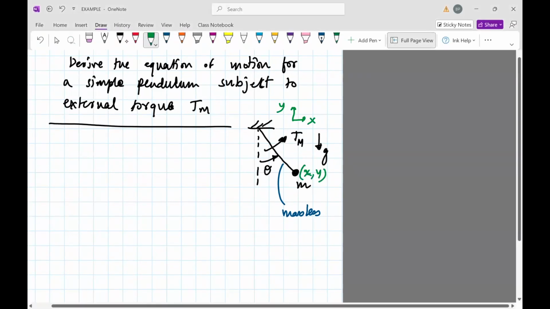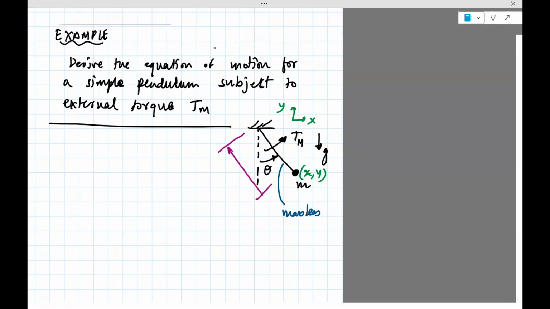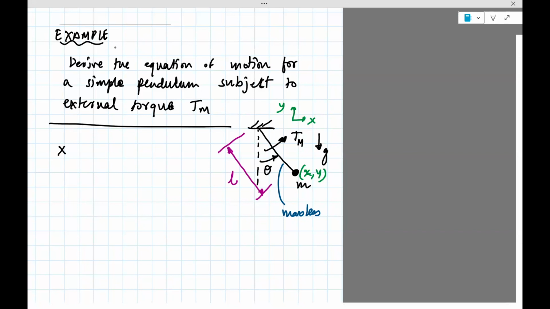And you can see from the figure that, of course, I should put the length. This is length L. Okay, so I'll try to write the position of m. The x position of the mass m is L sine theta, right? This distance, and then y is minus L cosine theta. So this is step one.